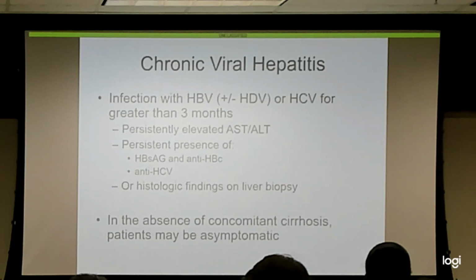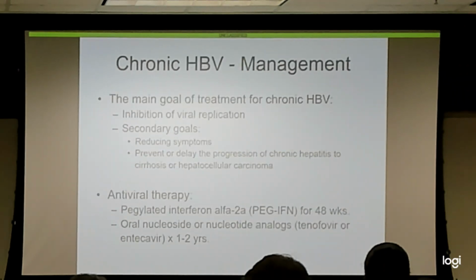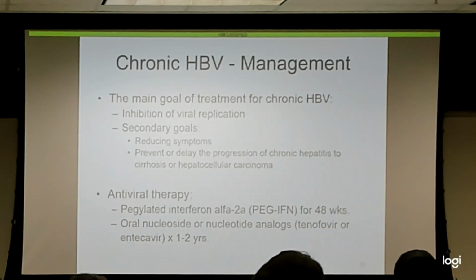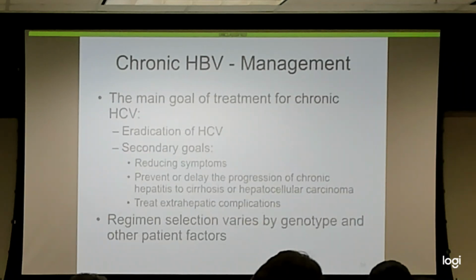In the absence of concomitant cirrhosis, patients may be asymptomatic. So the goal of treatment is to inhibit viral replication. Secondary goal is to reduce symptoms, prevent or delay the progression of chronic hepatitis to cirrhosis and hepatocellular injury. So how do I do that? I give them some antiviral therapy. And so you do the pegylated interferon for 48 weeks, or a nucleoside or nucleotide analog, so tenofovir or entecavir for 1 to 2 years. So long-term therapy for these guys.